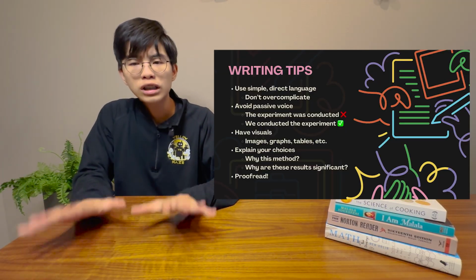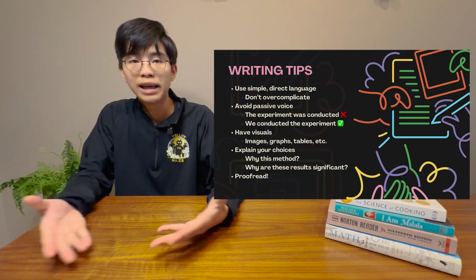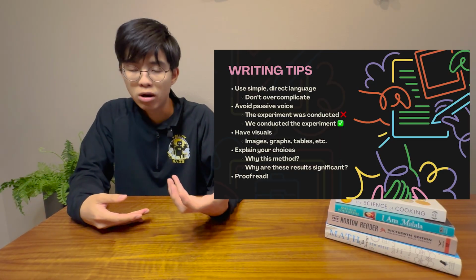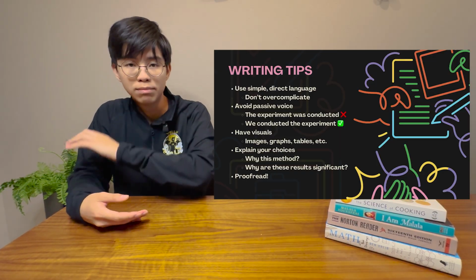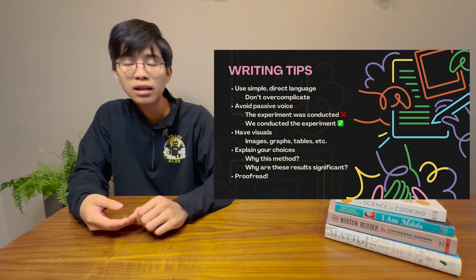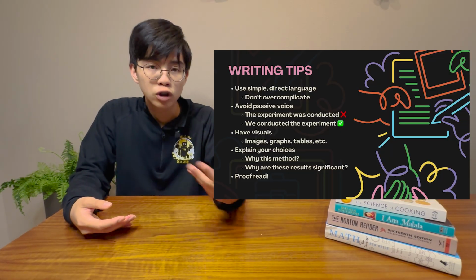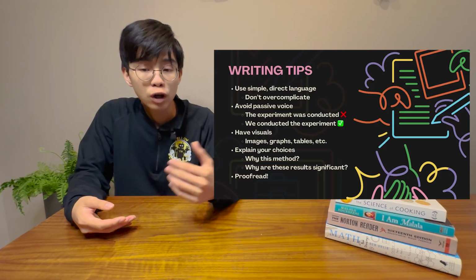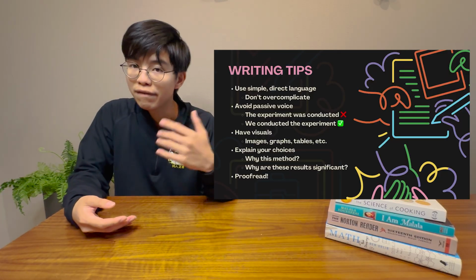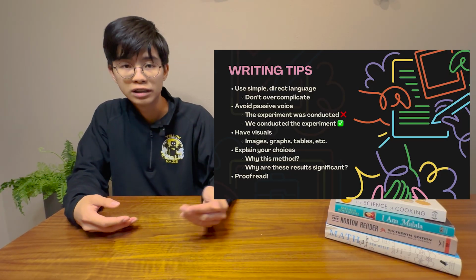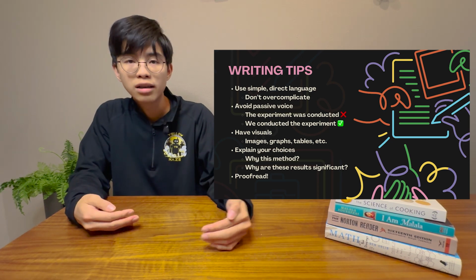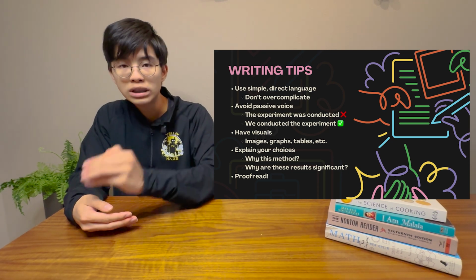And then just keep in mind to always explain your choices, especially in the methodology, right? So why did you choose this method, right? Were you testing this method? Is this method more efficient? Is there past research that says this method is good, right? Talk about that. And then also, why were these results significant, right? That also comes back to explain your choices. So whenever you do something, you always want to think, I'm going to justify my choice for doing this.